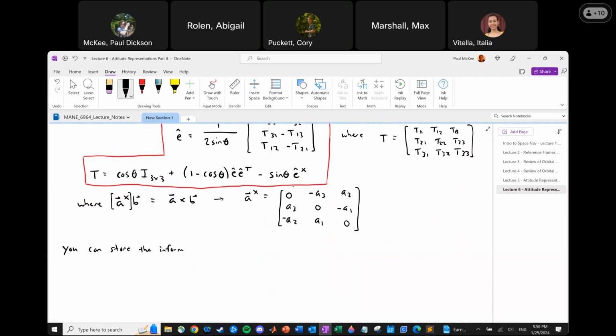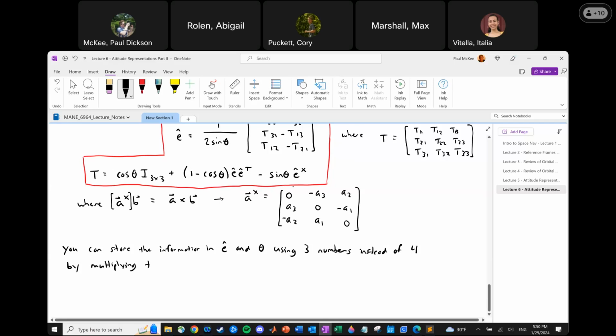So you can store this information in E hat and theta using 3 numbers instead of 4. And we can do that by multiplying them to form the angle vector.